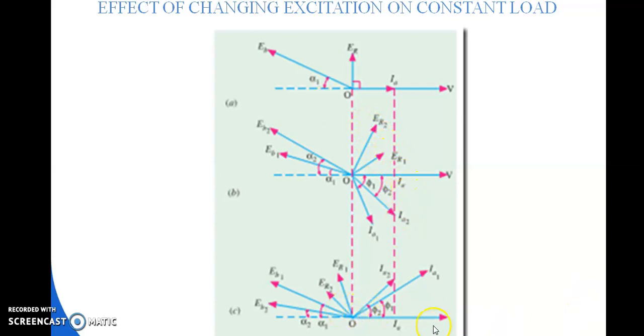And now case number 3. Again the excitation is changed. This is the same supply voltage. These are EB1 and EB2. Here you can see the difference in load angle also. These are IA1 and IA2, and accordingly by drawing the phasors, the resultants, we can get ER1 and ER2 respectively.